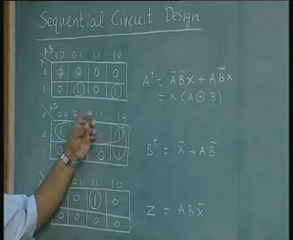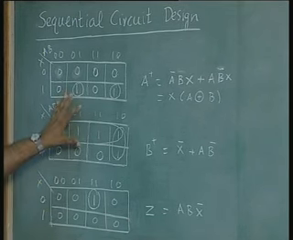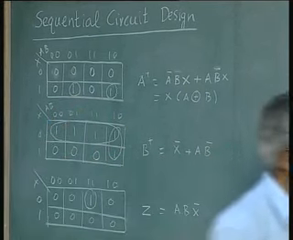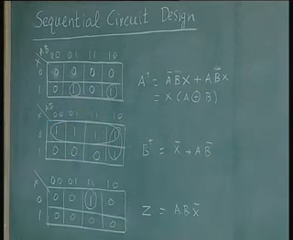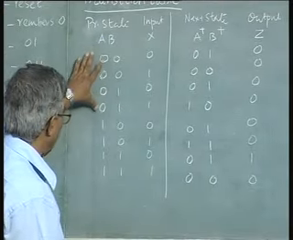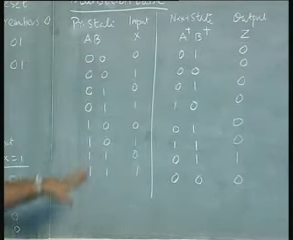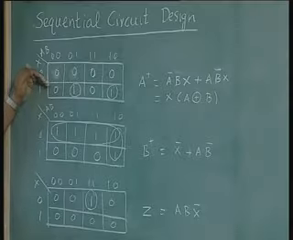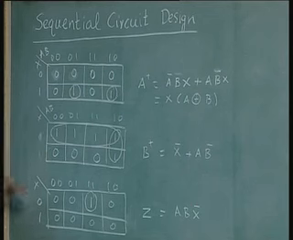So, these are the Karnaugh maps. You do not have to spend a lot of time on this because you know how to do this. We have the transition table here, and all you have to do is to map this transition table into 3 Karnaugh maps, one for A plus, second for B plus, third for Z.